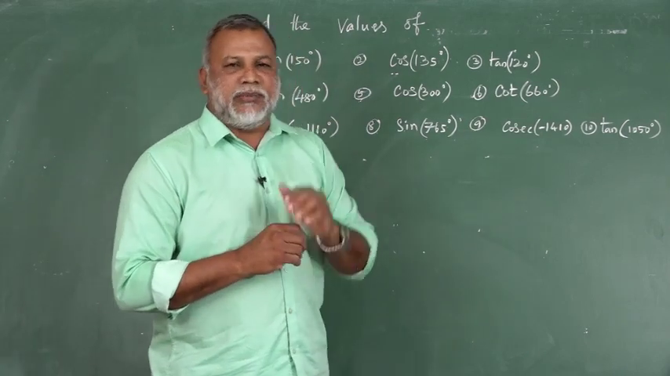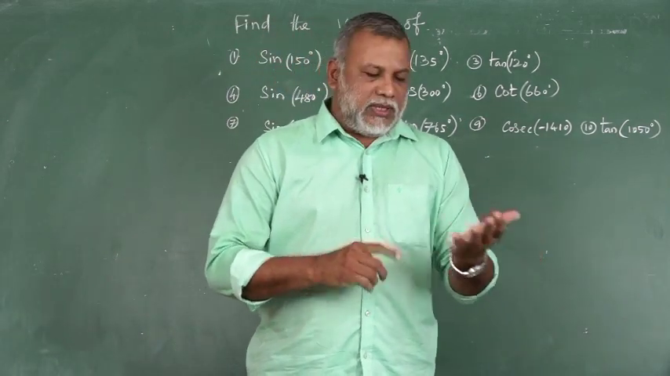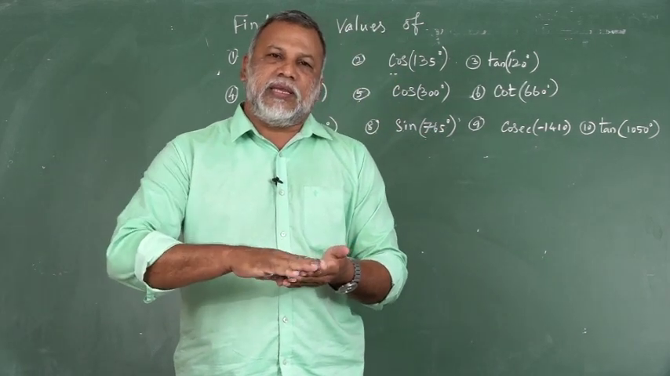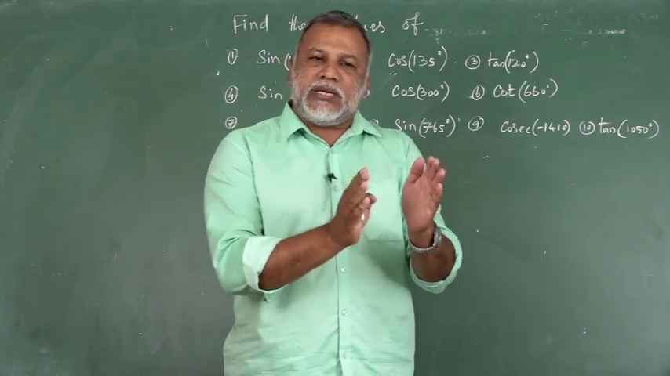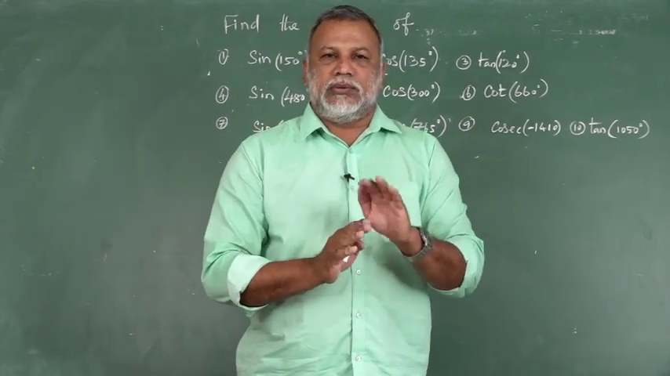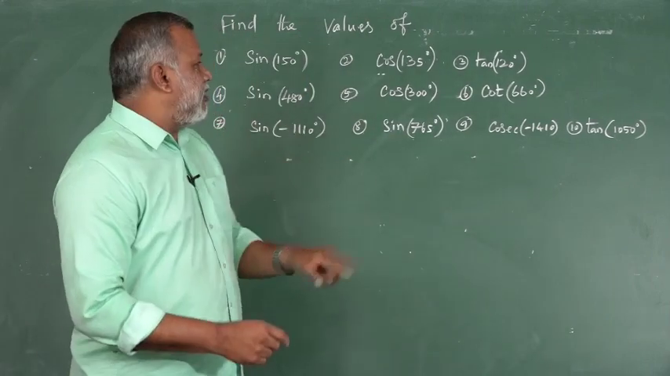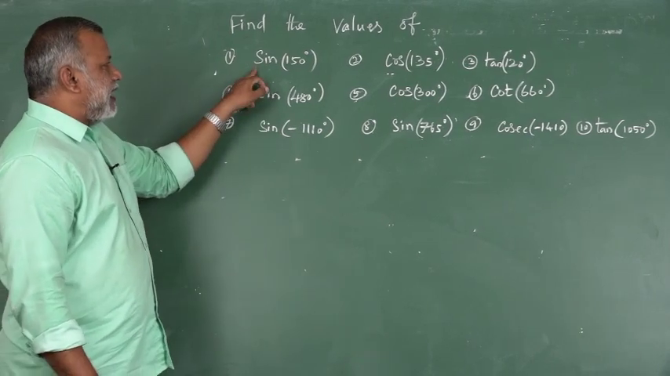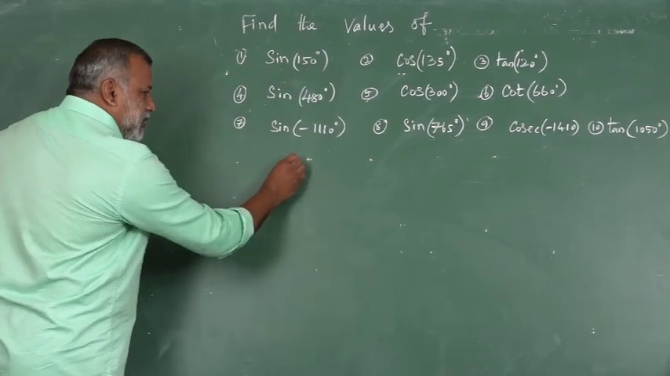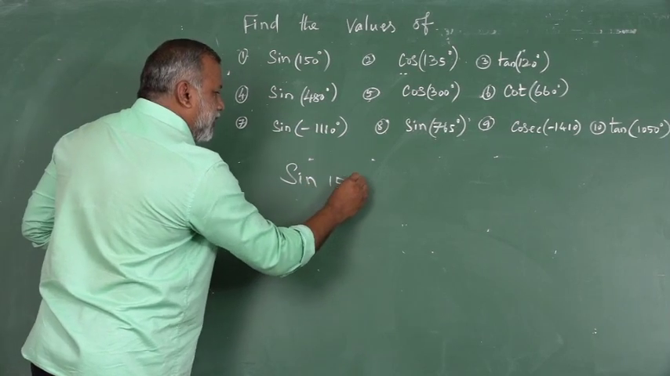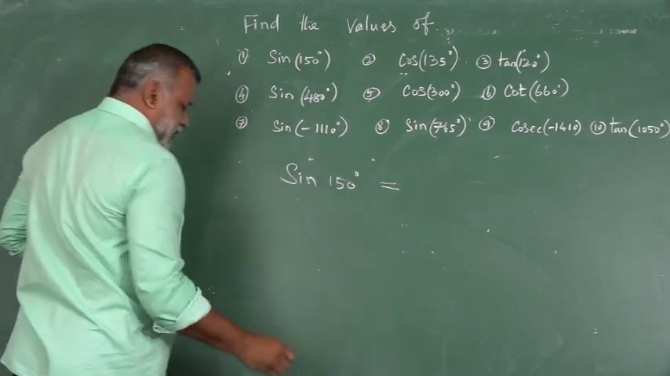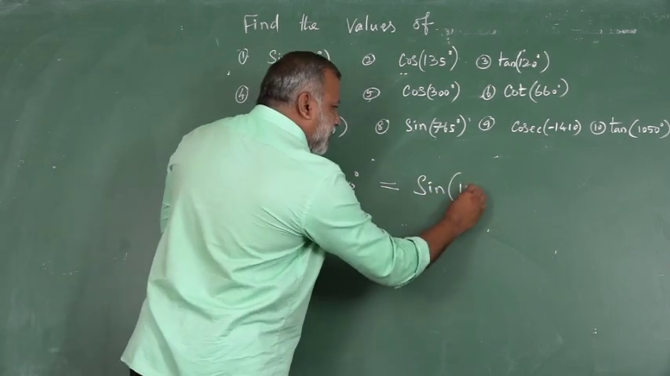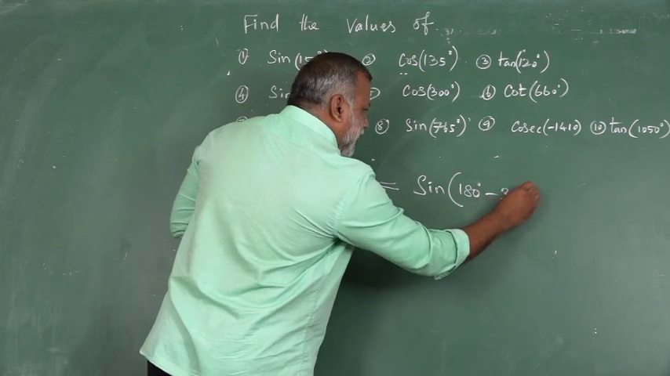In your 10th standard syllabus, you already learned about 0 degree, 30 degree, 45 degree, 60 degree, 90 degree. The first quadrant angles you already know well. So from the use of that, we are going to find out these values. See question number 1. Sine 150 degree. This can be converted in the form of sine of 180 minus 30.